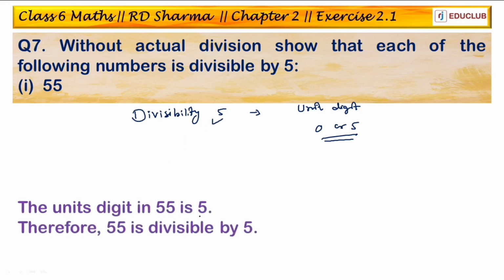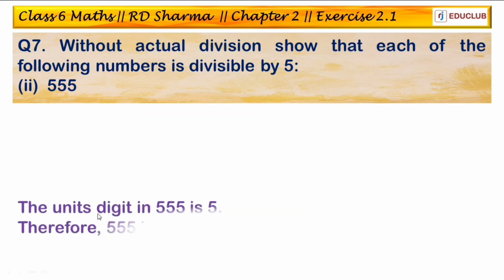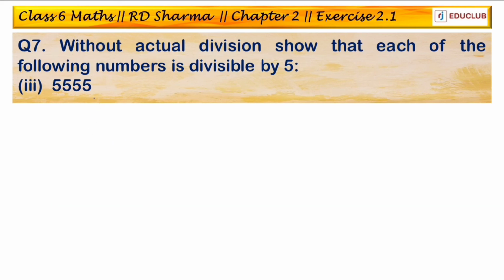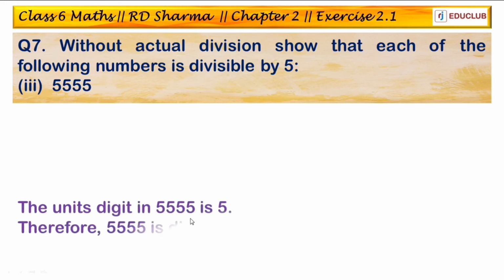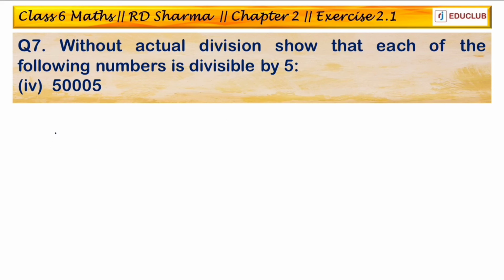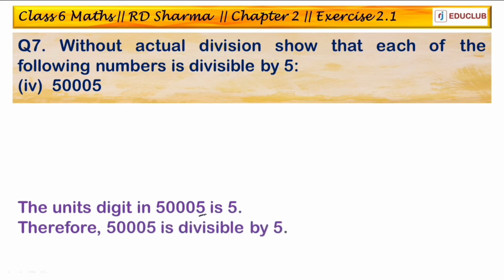Now, the unit digit of 55 is 5, so we can say 55 is divisible by 5. Next is 555. The unit digit here is also 5, so it is divisible by 5. Next is 5555. Here also the unit digit is 5, so this is also divisible by 5. No need to see anything else. If the unit digit is 0 or 5, then it is divisible by 5. Next number is 50005. Here also the unit digit is 5, so this number is divisible by 5.